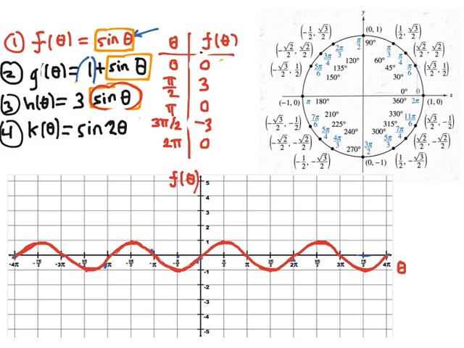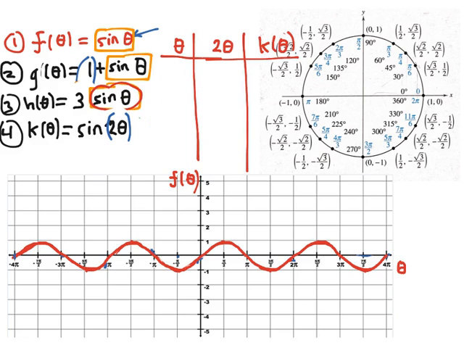Now we'd like to take a look at number 4. We have k of theta is equal to sine of 2 theta. Unlike number 3, in which we were multiplying the output from the parent function by 3, for the function k, something is being done to the input of the parent function. So this will have an impact on not the outputs from the parent function, but input values into the parent function.